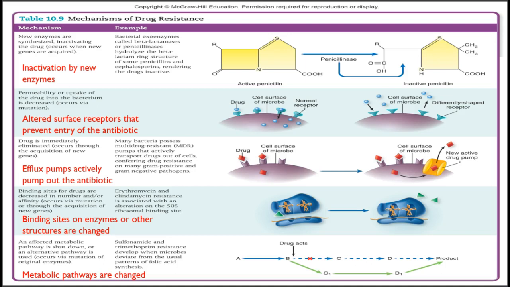Another way that bacteria are able to develop drug resistance is that they have altered the surface receptors that naturally recognize that drug and bring it into the cell. So the receptor has been changed or altered in a way that it no longer is able to recognize that particular chemical, so it doesn't enter the cell.